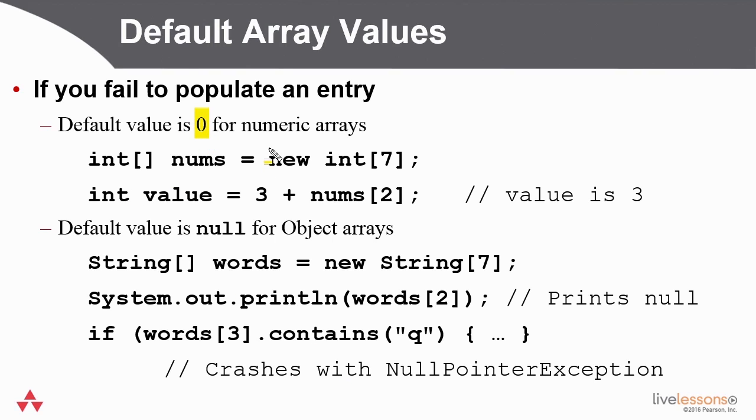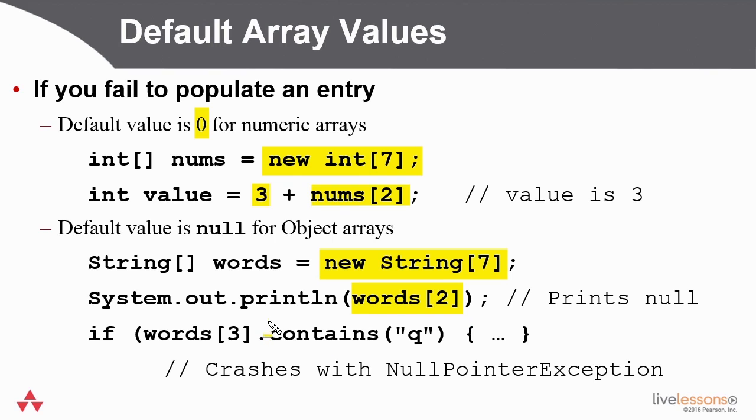So if I say nums equals new int 7, then they're all zeros. So if I look up the third entry and I add 3 to it, well, the third entry is 0 because I haven't put any real numbers in there. So 3 plus 0 is 3. But for object arrays, like strings, if I don't put anything in, it's null. So if I say new string 7, there aren't 7 real strings. There are 7 null pointers. And so if I print out the third entry, it'll print out the word null.